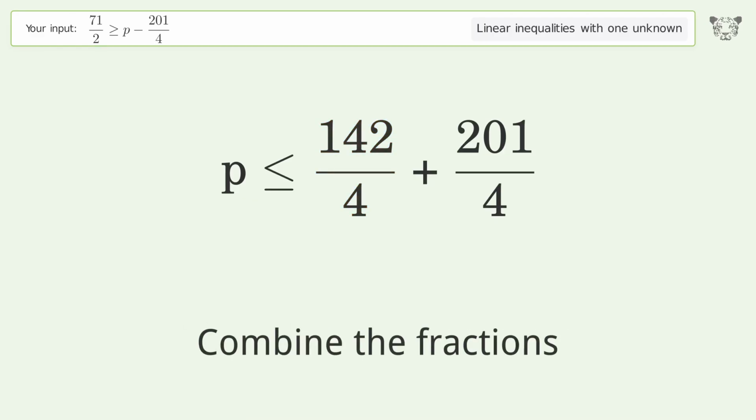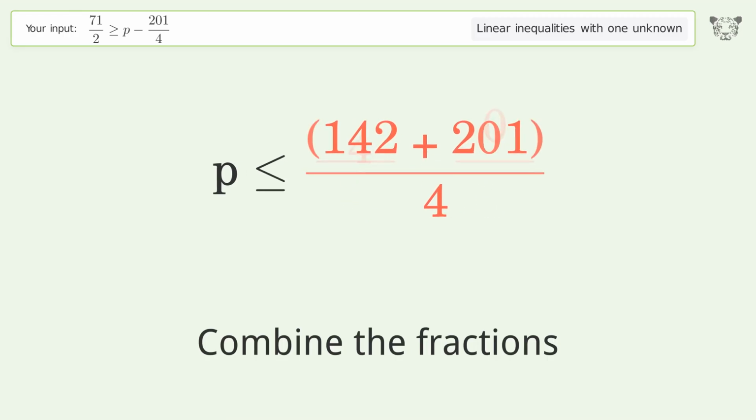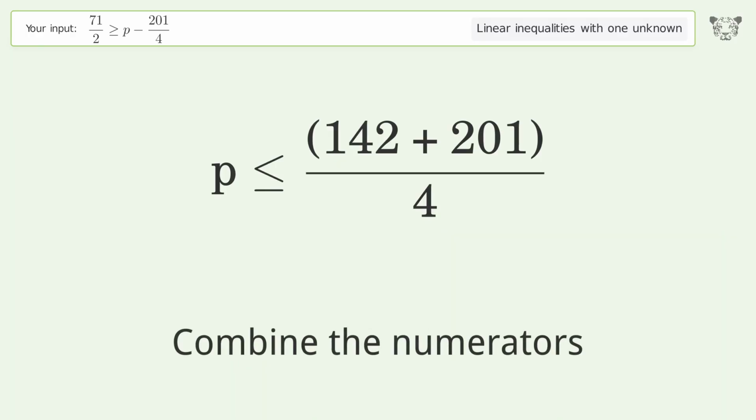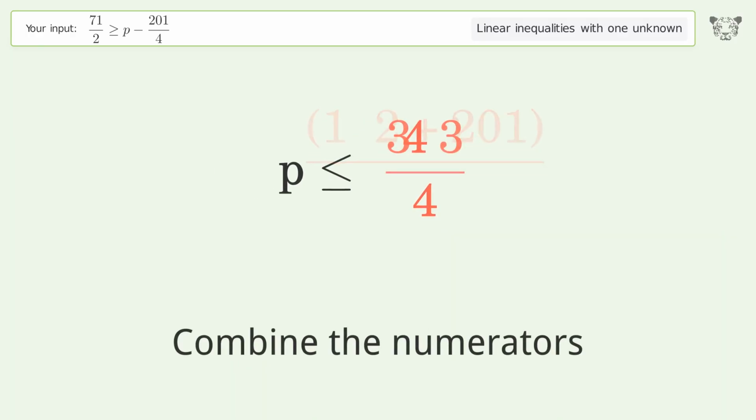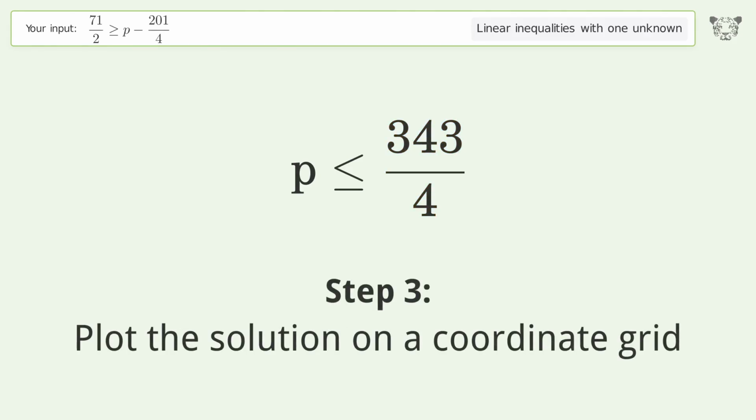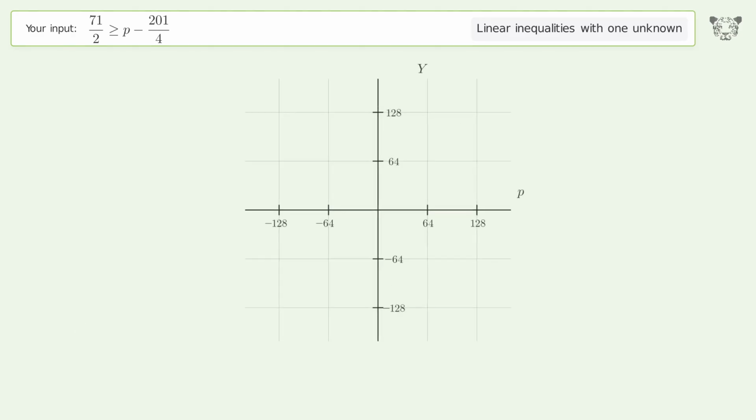Combine the fractions. Combine the numerators. Plot the solution on a coordinate grid. And so the final result is p equal or smaller than 343 over 4 equal or smaller than 853 over 4.